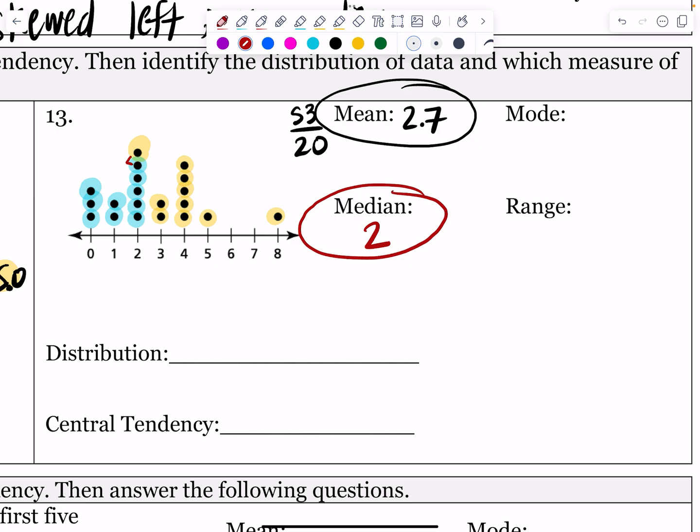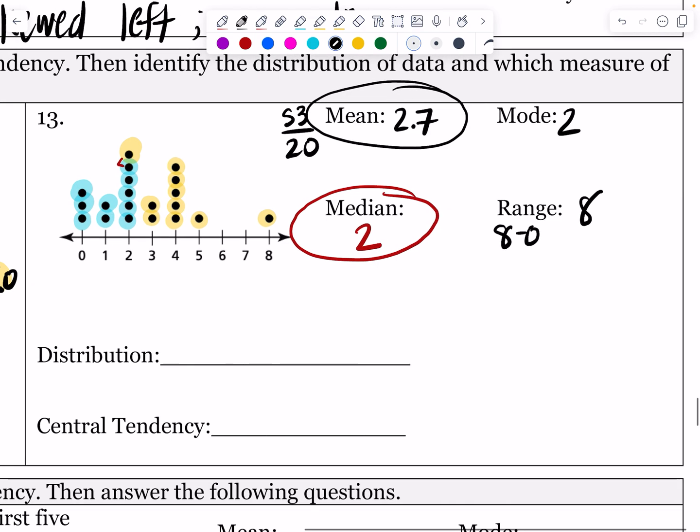There's my median. What occurred the most often? Well, dot plots make it super easy to see. 2 doesn't really tell me what this data is about, but then it says what is the range. The range is going to be 8 minus 0, which is going to be a range of 8. So maybe this is miles, whatever it is.